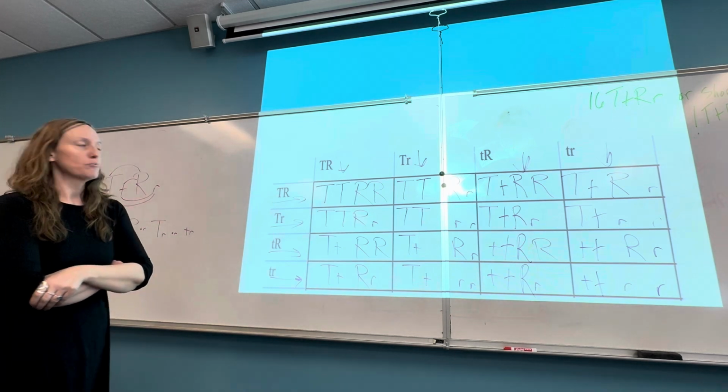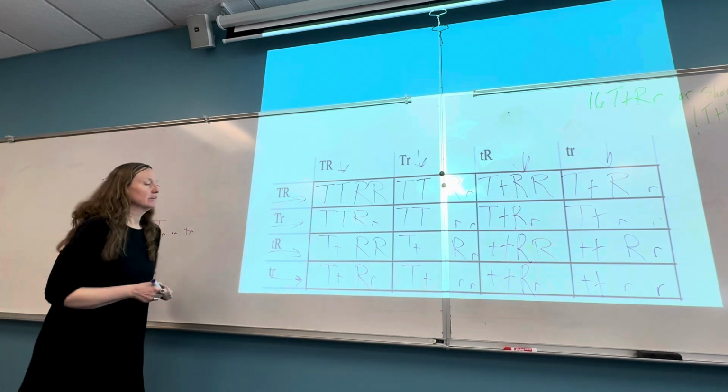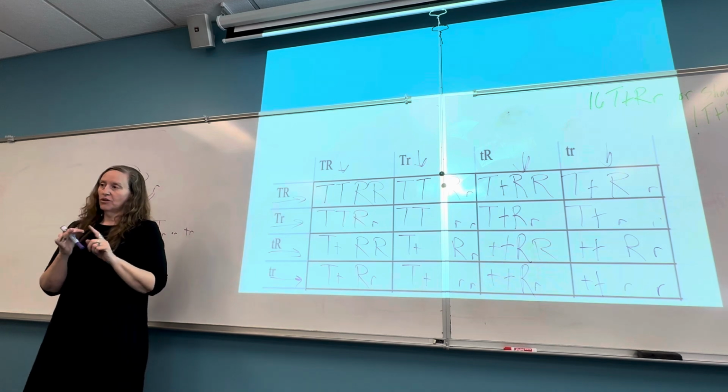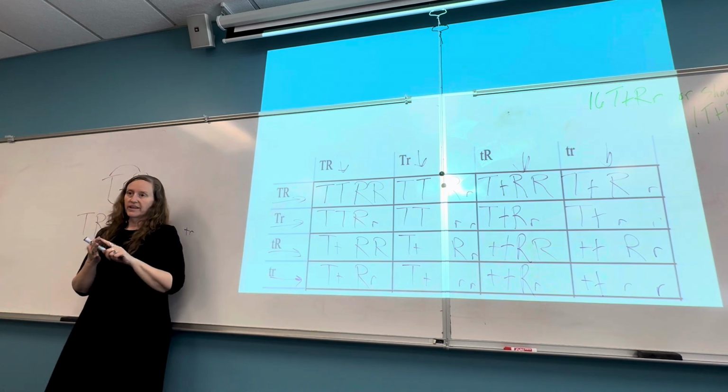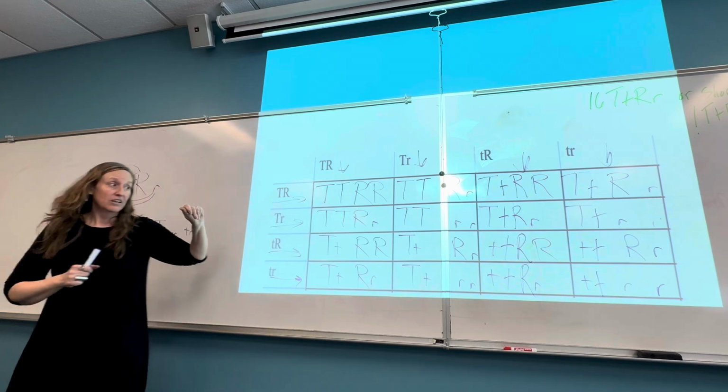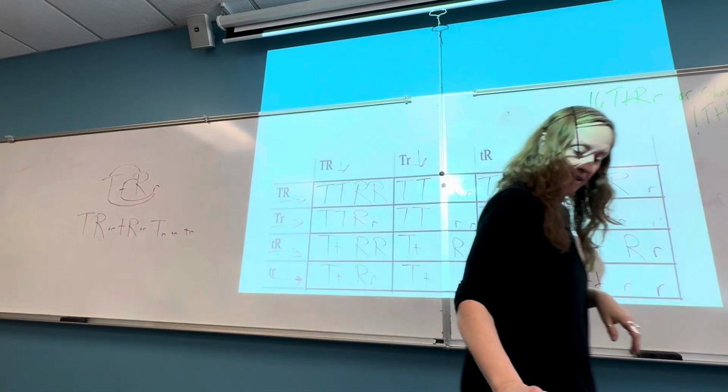So, the phenotype ratios. You've got tall red, you've got tall white, you've got short red and short white. Those are your 4 possible phenotypes that are in here. So that's what we're going to focus on.